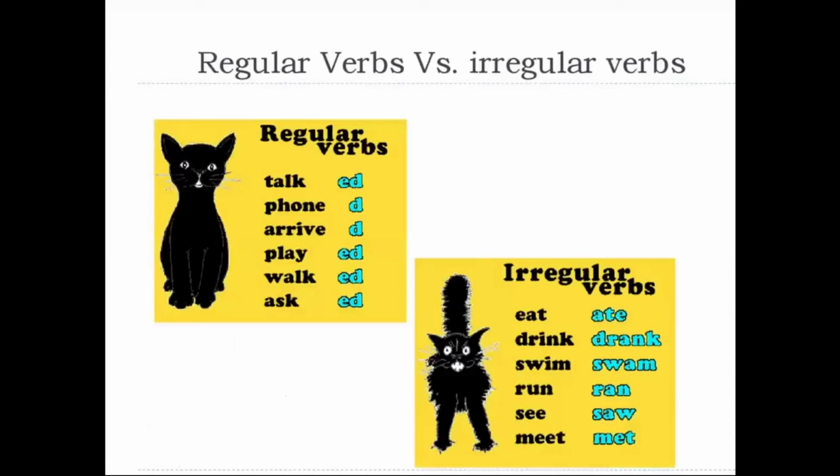Regular verbs versus irregular verbs. Regular verbs, for example, talked, phoned, arrived, played, walked, asked. Irregular verbs change. For example, eat, ate, drink, drank, swim, swam, run, ran, see, saw, meet, met.